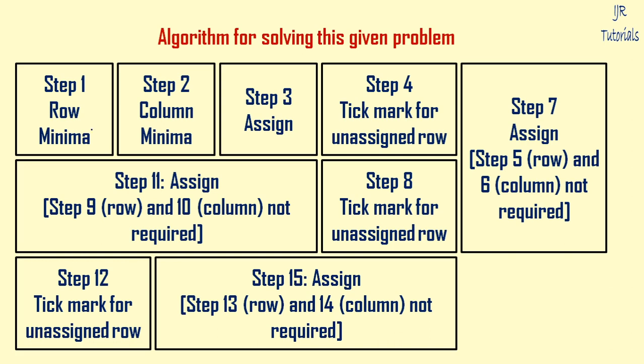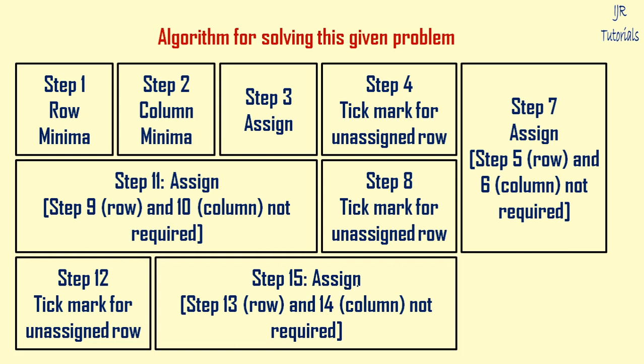This requires step 1 row minimum, step 2 column minimum, step 3 assign. Once we assign, we can get the degeneracy case. Once we get the degeneracy case, simply we can do tick marks for unassigned rows like that. And step 5, step 6 not required. Step 7 is assign. And step 8 tick mark. Again we can get the degeneracy case here, so again we have to use the tick marks like this. Step 9 and 10 are not required for this problem. Step 11 directly assign. Again we can get the degeneracy, so we can directly move to step 12. After that 13 and 14 are not required because all rows and columns are having zeros. So we can directly assign.